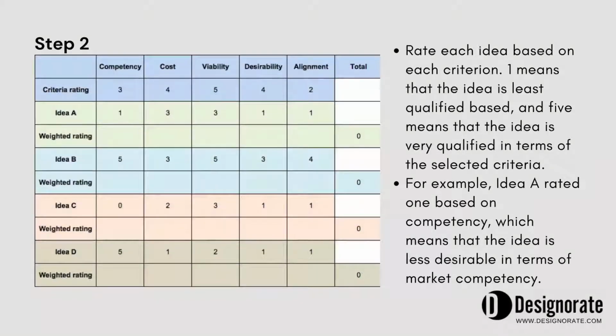Then, rate each idea based on each criterion. 1 means that the idea is least qualified, and 5 means that the idea is very qualified in terms of the selected criteria. For example, idea A rated 1 based on competency, which means that the idea is less desirable in terms of market competency.